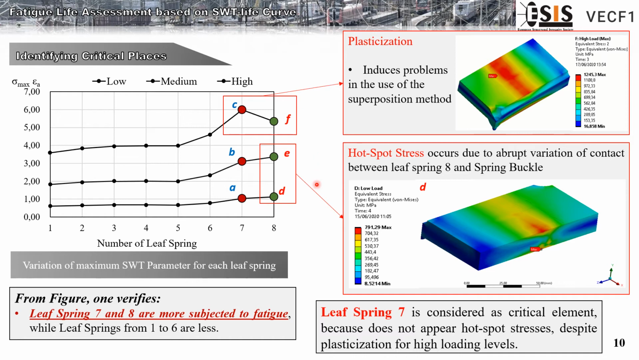So after all this, we decided to consider leaf spring 7 as a critical element because there's not a pure hotspot stress, despite the plasticization for high loading conditions. Yes, the plasticization induces problems in the use of the superposition method.